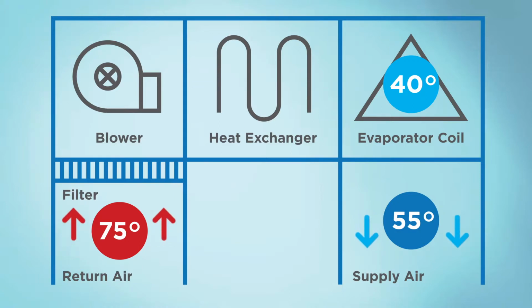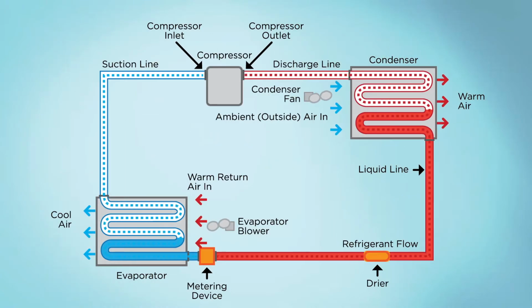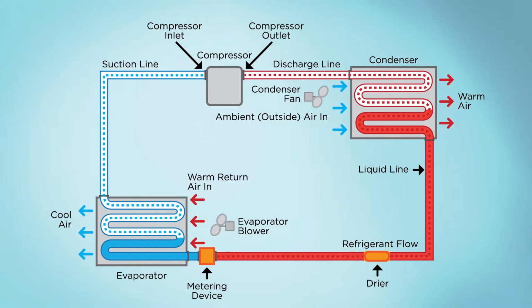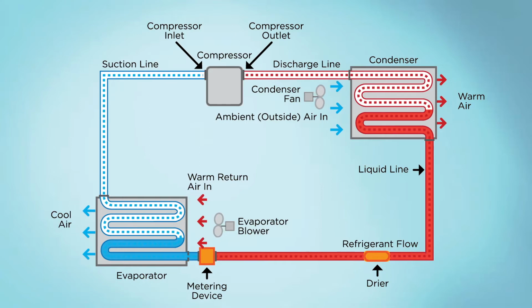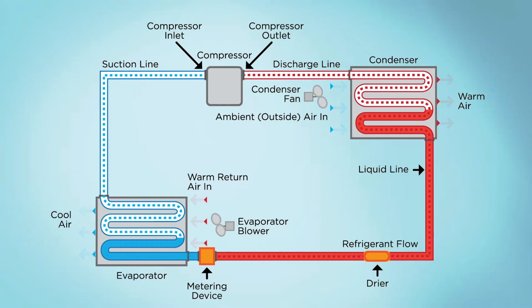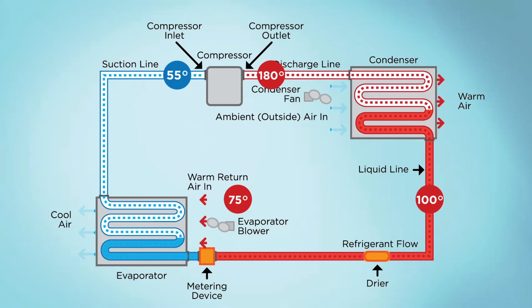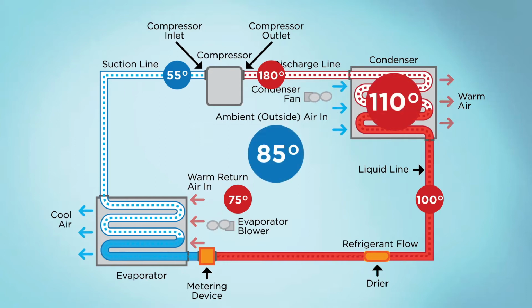The difference between the return and supply air dry bulb temperatures, or delta T, should be 15 to 20 degrees. Another temperature relationship to keep an eye on is the outside ambient temperature and the condenser temperature. The difference, known as the condenser split, should be kept between 20 and 30 degrees. The compressor outlet temperature, meanwhile, should be kept around 100 degrees higher than the ambient air.